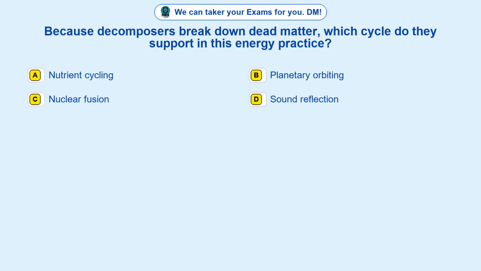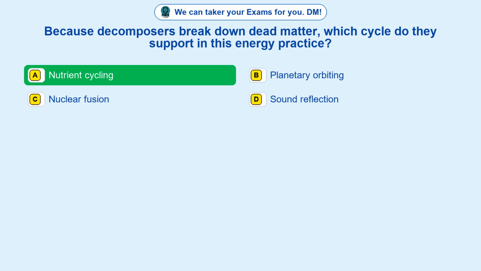Question 19. Because decomposers break down dead matter, which cycle do they support in this energy practice? Option A. Nutrient cycling. Option B. Planetary orbiting. Option C. Nuclear fusion. Option D. Sound reflection. The correct answer is option A.